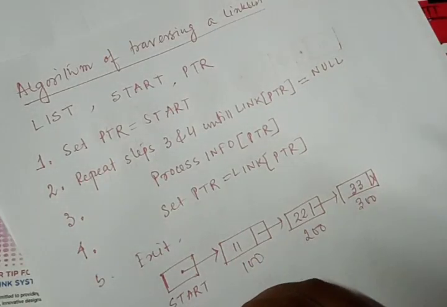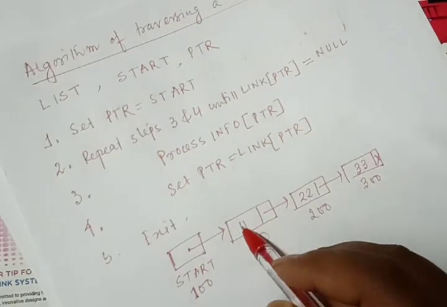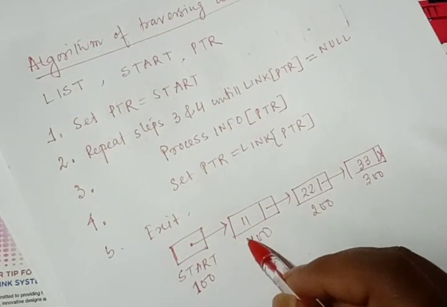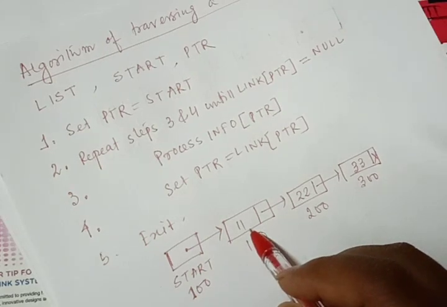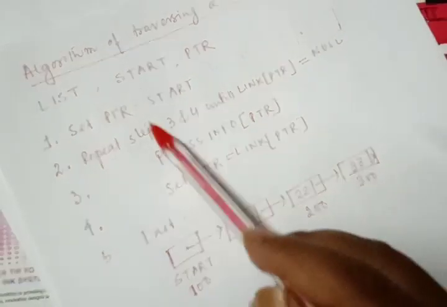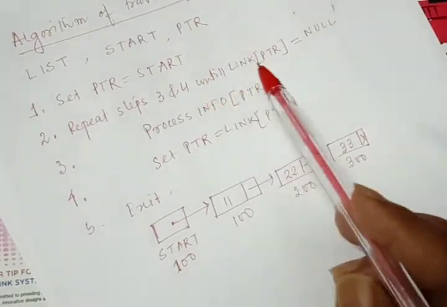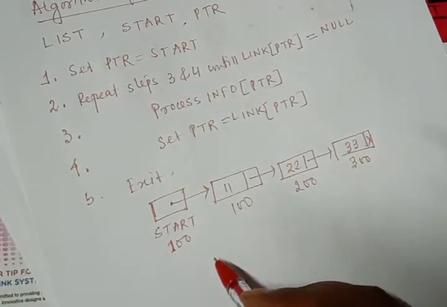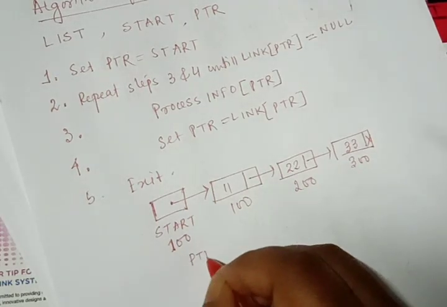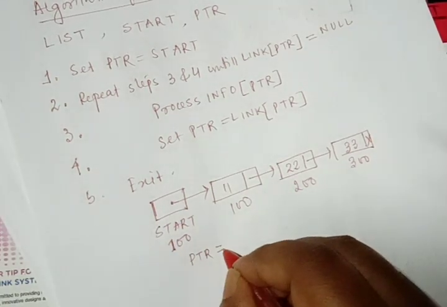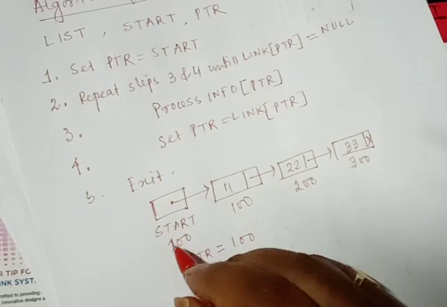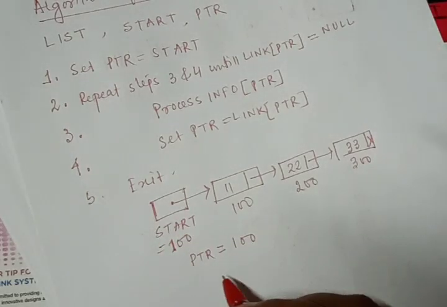Now the value of start is what? The value of start is 100, which indicates the starting address of the linked list. Now here you see the first step is ptr equal to start. So here the value of ptr is what? ptr equal to 100, as the value of start is 100.